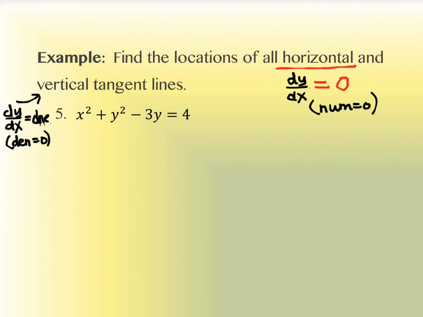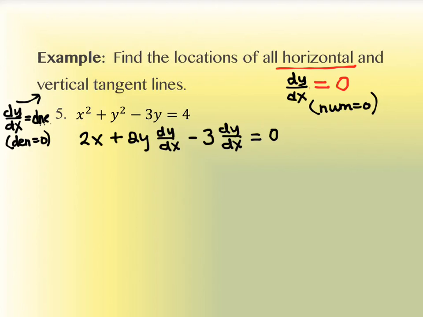So what is the derivative of x squared? 2x, nice. How about the derivative of y squared? Good, 2y dy dx. The derivative of 3y? Yeah, I'm going to have a negative 3 dy dx. Good. And then on the right-hand side? 0. Excellent.